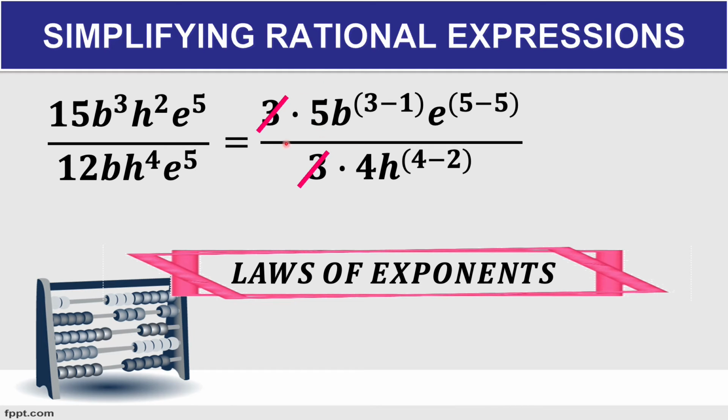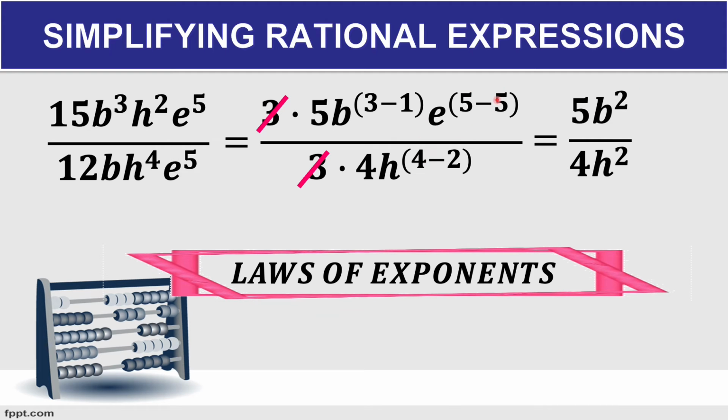So, cancel out natin yung 3. Okay? So, 3 divided by 3 is 1. Then, ang final answer natin ngayon is 5b squared over 4h squared. Paano nangyari yon? So, ito yung 5 natin. Nire-write natin yan. Then, yung b natin, 3 minus 1, that is 2. So, yun yung exponent natin.